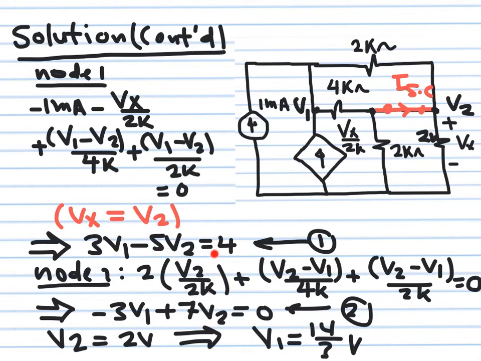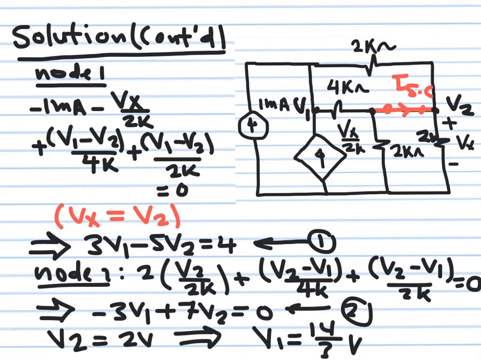3V1 minus 5V2 is equal to 4. Now we go to node number 2 and apply KCL. The sum of all currents flowing out is equal to 0. Remember, this is a current flowing out, this is a current flowing out, and so on. Remember, these two are the same node, so we have 1, 2, 3, and 4. Then V2 over 2k, plus V2 over 2k, plus (V2 minus V1) over 4k, which is this current flowing out, plus (V2 minus V1) over 2k is equal to 0.